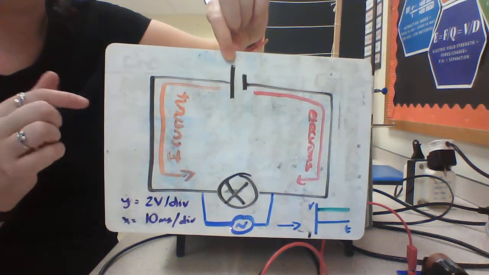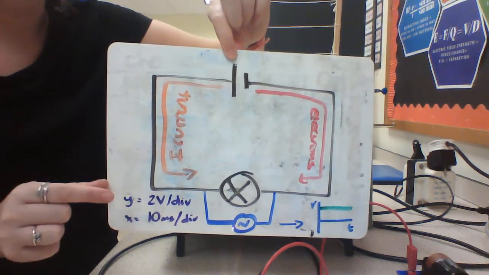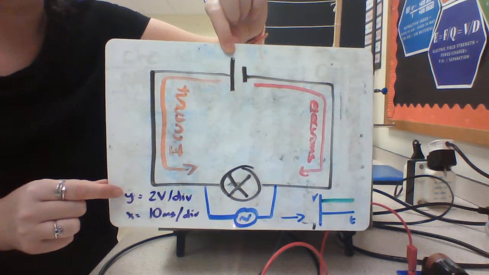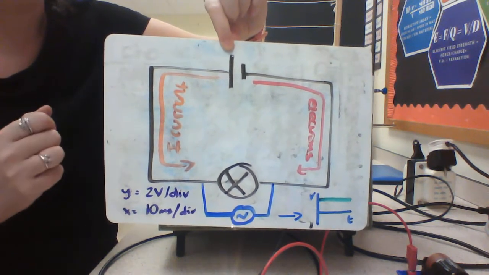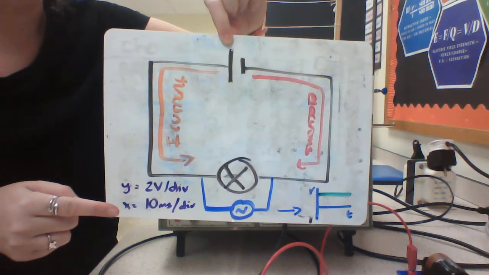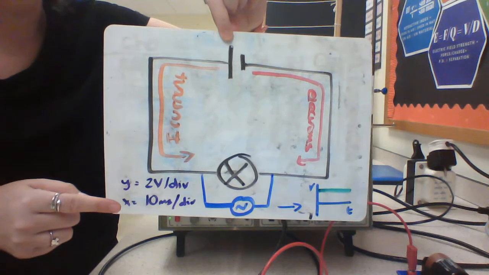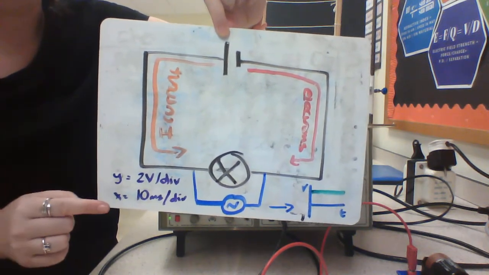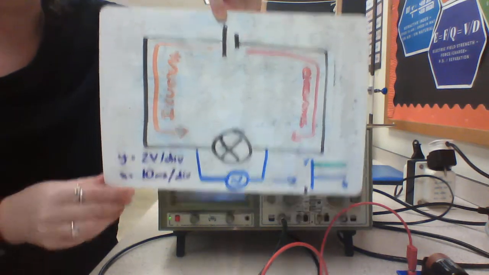When we look at that with an oscilloscope, I've got my y-axis set to 2 volts per division. That means every little square, not that you can see the squares, is equal to 2 volts. And then my x-axis is equal to 10 milliseconds per division. Not that it really matters with a direct current for now, but just so you know. So when it's hooked up, I get this.